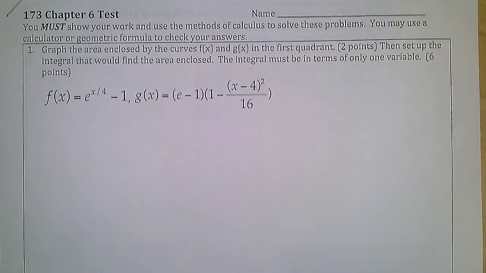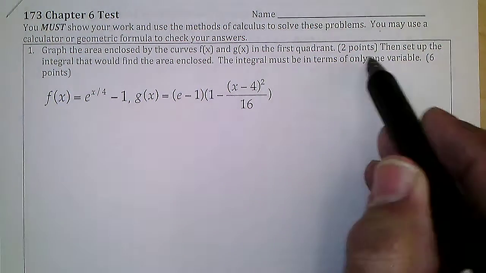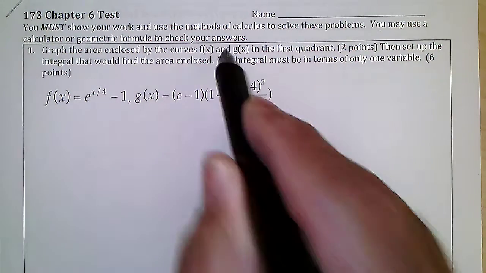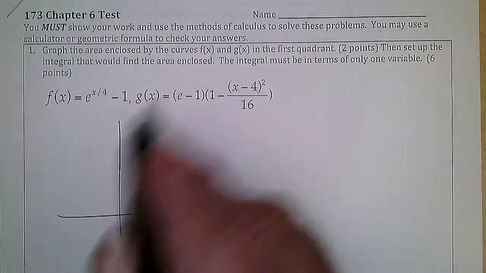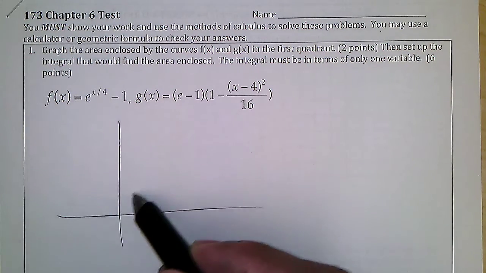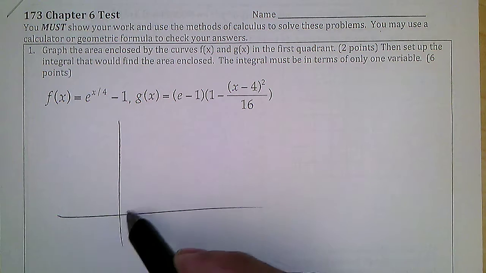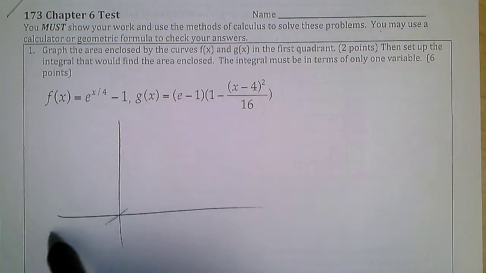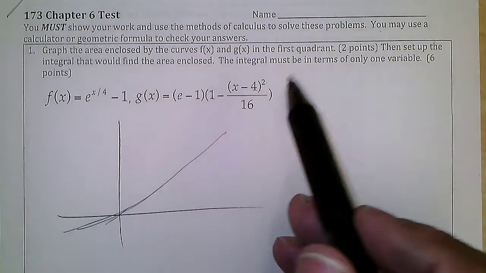All right, chapter 6 test. First thing you were supposed to do was to graph the curves in the first quadrant. So, first quadrant, e to the x over 4 always goes through 1. If you drop it by 1, it's going to go through there. So it's going to be some kind of curve that does like this.